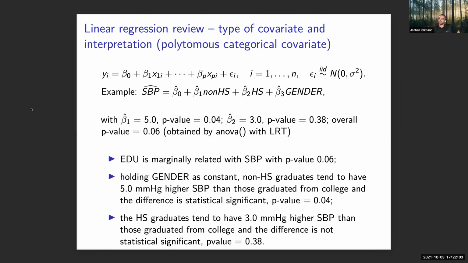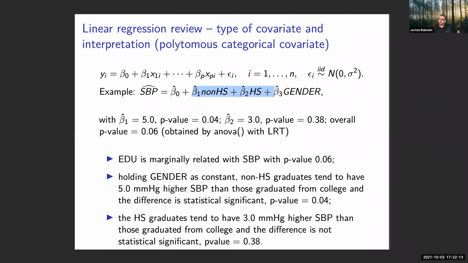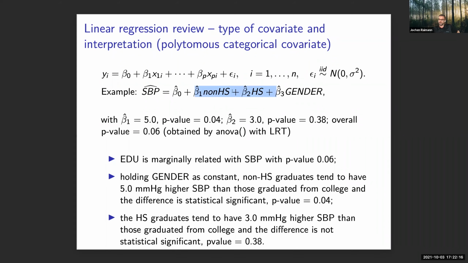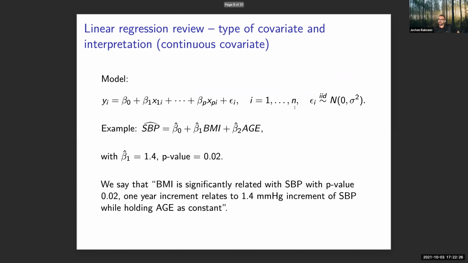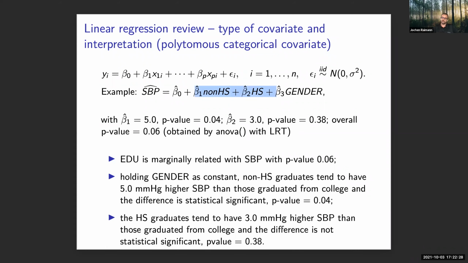All right, next. So now we have polytomous categorical variables. In the context of these, we discussed non-high school versus high school, with college as the reference, given that gender is being held equal. One typical way of how this is being phrased in publications, you find, with all else being equal.